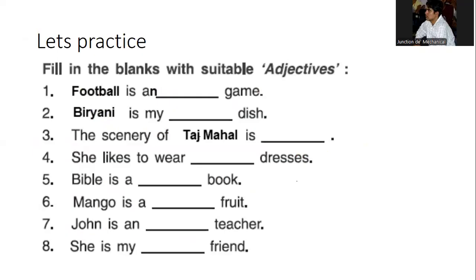Let's practice. Fill in the blanks with suitable adjectives. You can put a proper adjective which would describe a noun. So the first thing you should do is pause this video over here. Try to solve this exercise, since we have seen a lot of adjectives. Now you would be able to put an adjective and fill in the blank. For example, one I shall do it for you. Football is an interesting game. You can also write down a boring game or anything, but boring, interesting is an adjective because it is adding a detail to the noun.